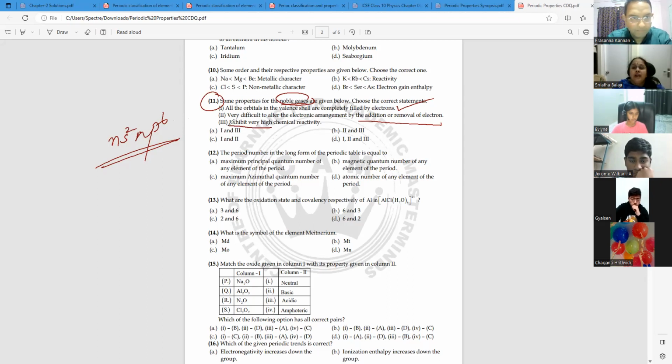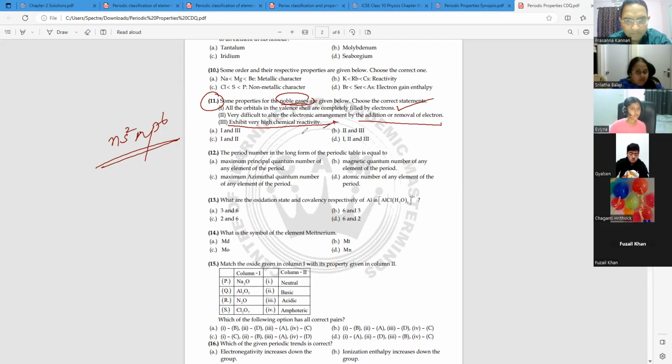Exhibit very high chemical reactivity. Is it true? False. No, isn't it? They are stable. Stable means they are chemically inert. That's why they are inert gases. Okay, so in the 11th question, only 1 and 2 are correct. Okay.